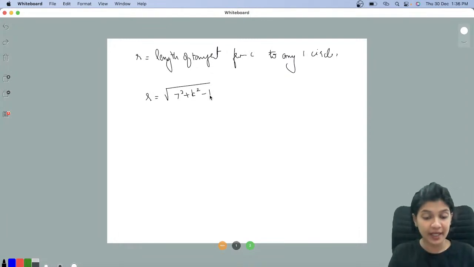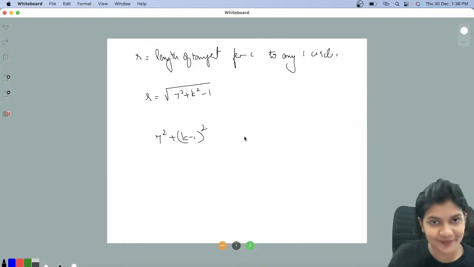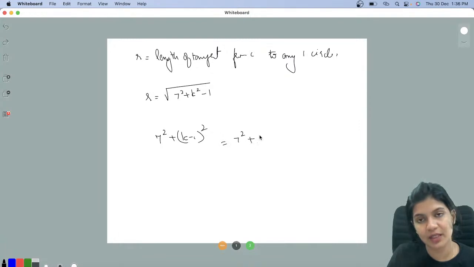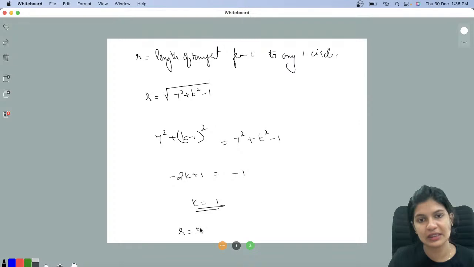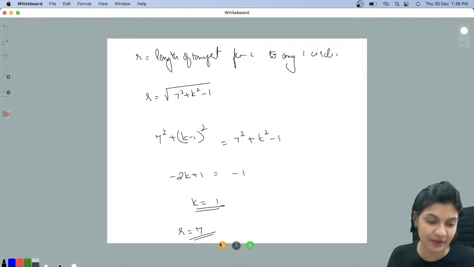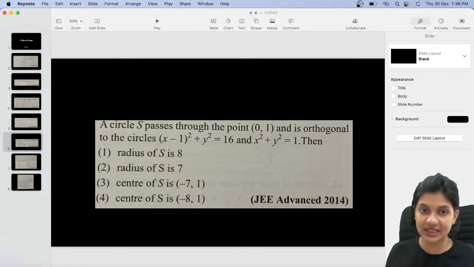Now on comparing, we will be getting 7² + (k − 1)² equal to 7² + k² − 1. So from here you will get −2k + 1 is equal to −1. So the k value is equal to 1, which implies the radius r will be equal to 7. Substituting in this, the radius value will be 7. So hence option 2 is correct, that is, the radius is 7.